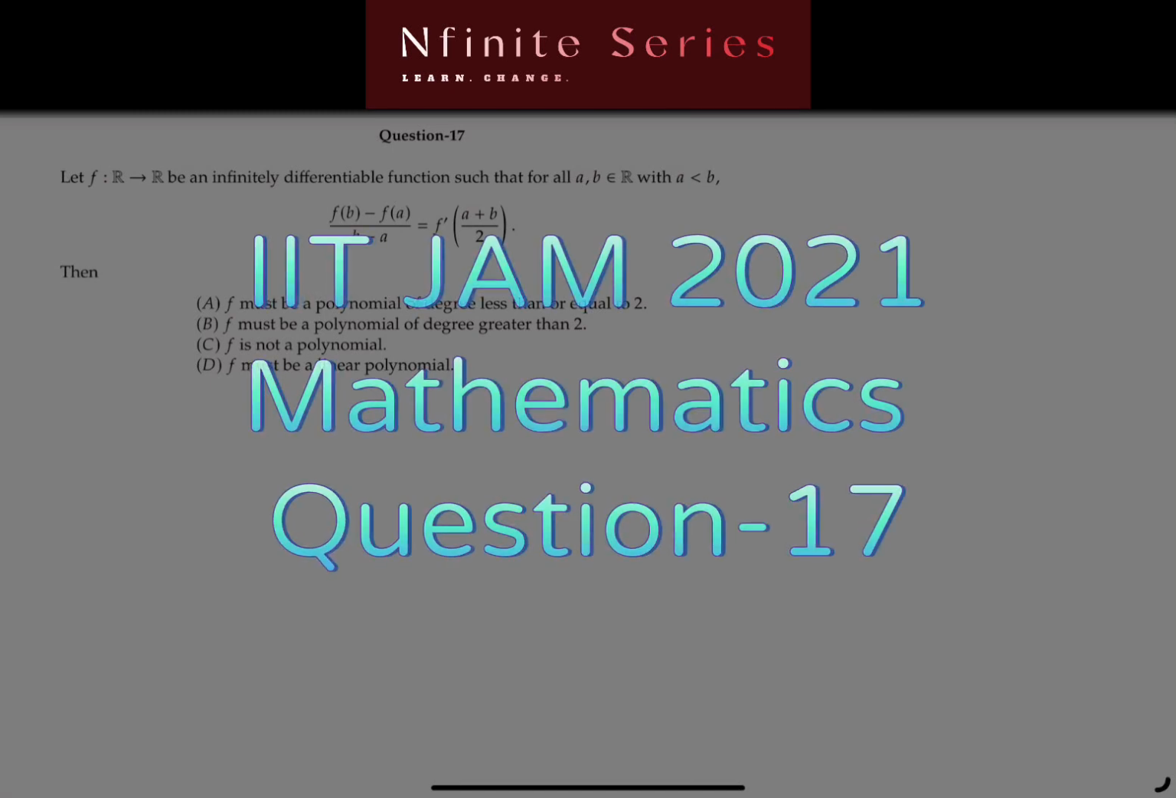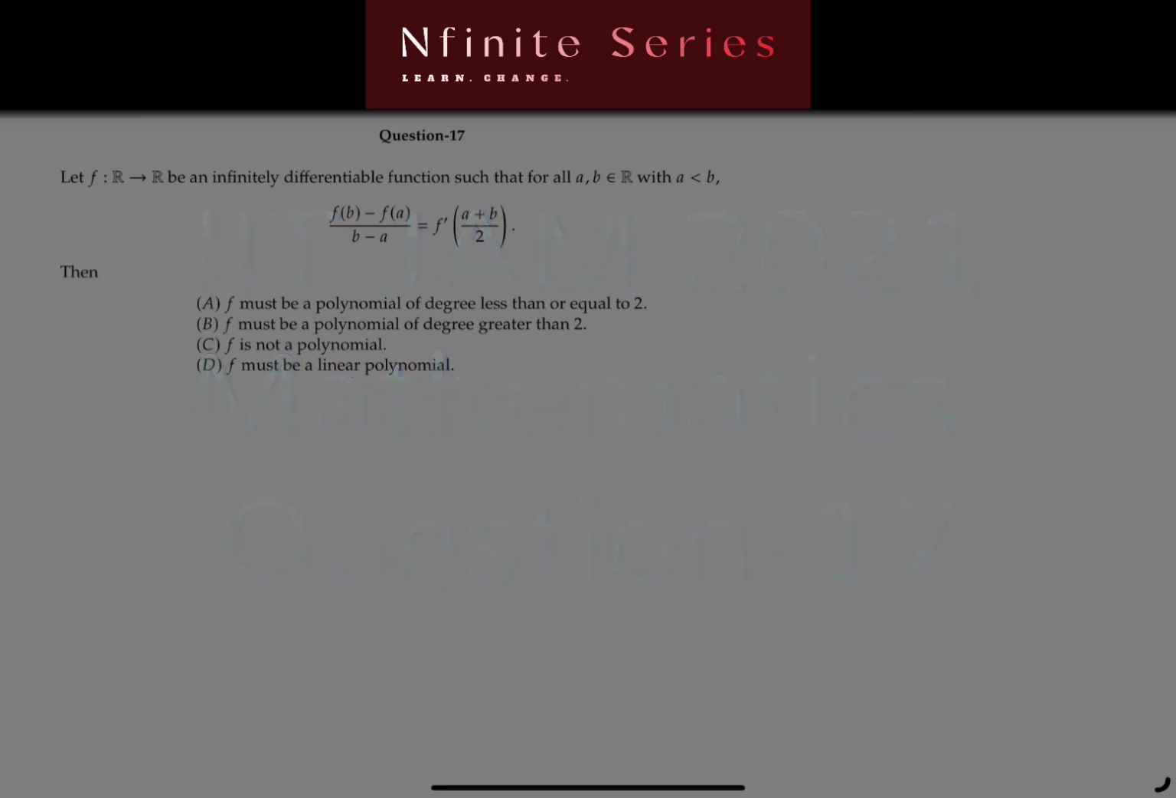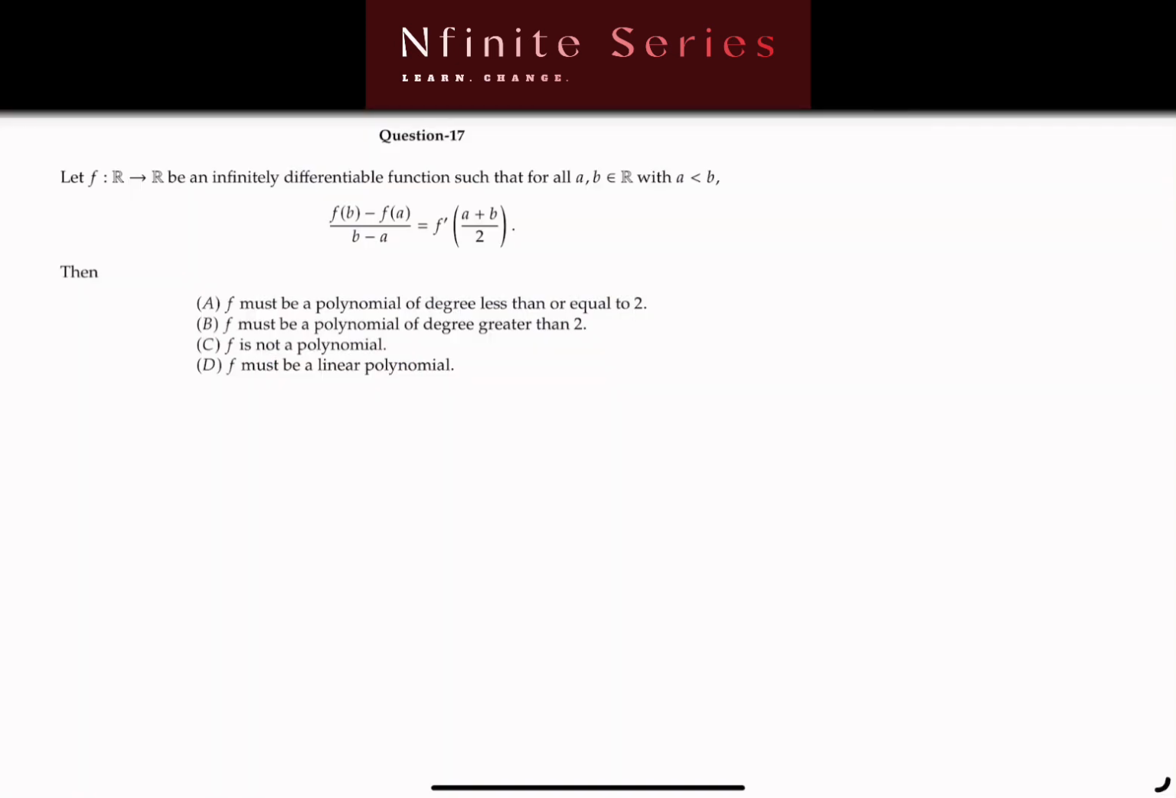Hi, in this video we solve question number 17 of IIT JAM 2021 mathematics paper. Here's the question. f is a real valued function which is infinitely differentiable such that for every real number a less than b, you have (f(b) minus f(a)) divided by (b minus a) is equal to f prime of (a plus b) by 2. There are 4 options to this question and only one of them is the correct one.